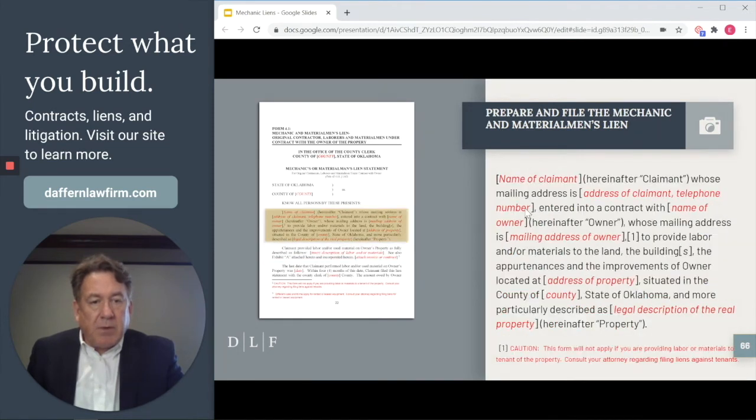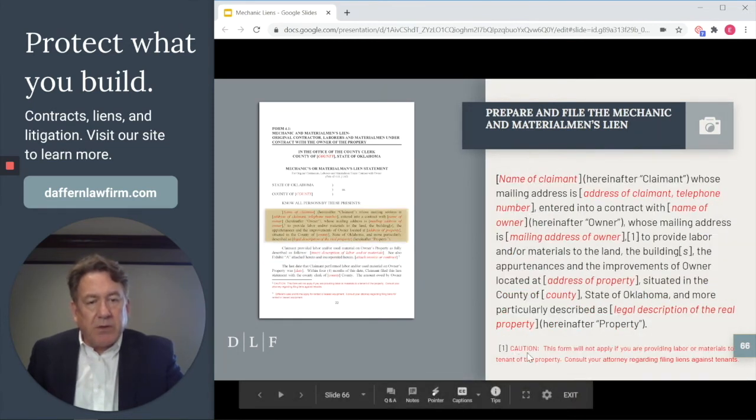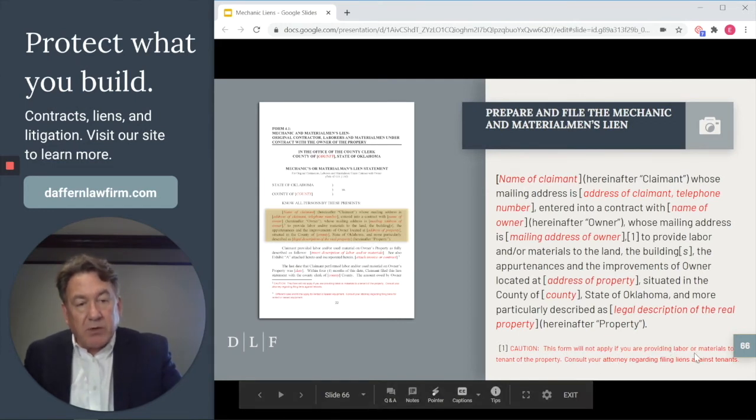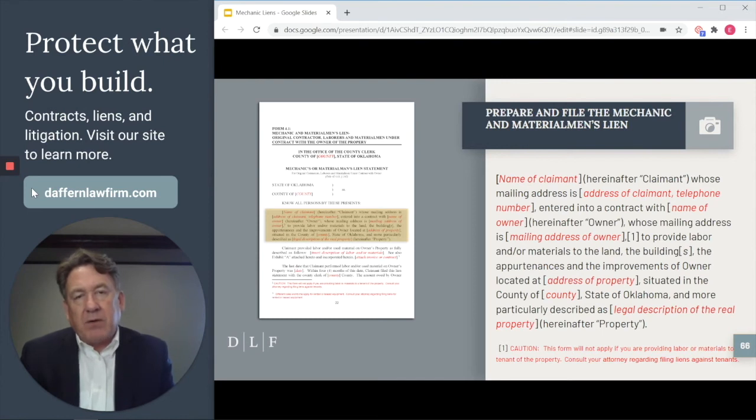Now, let me go back here real quick. If you'll take a look down here at the bottom where I say caution, this form will not apply if you're providing labor or materials to a tenant of the property. Consult your attorney regarding any liens against tenants. Well, let's talk briefly about doing work for tenants. Now, let me give you an example.